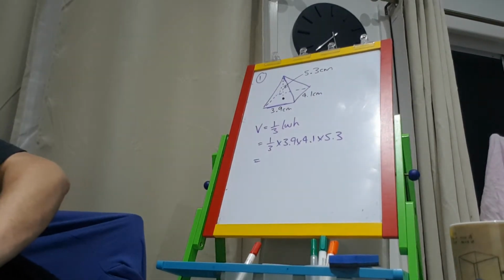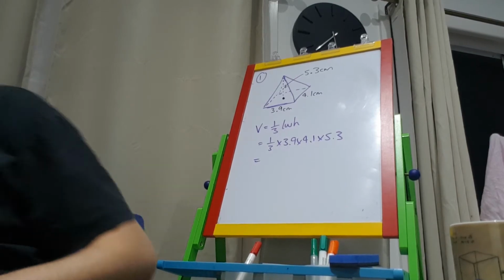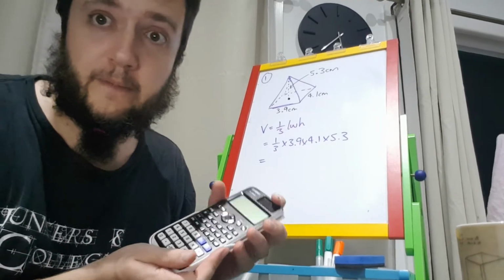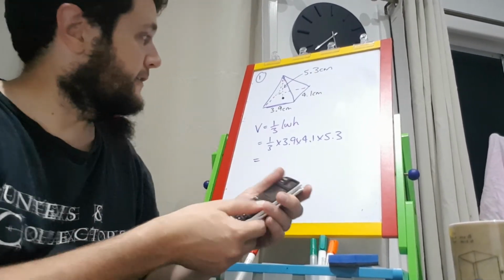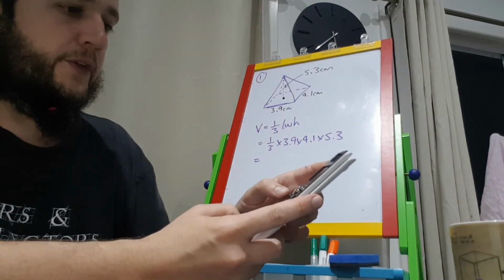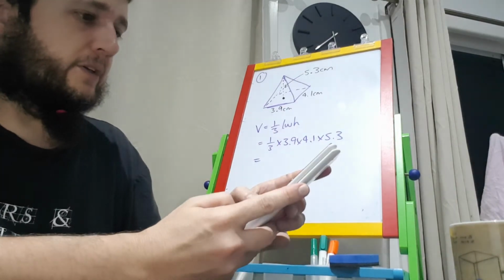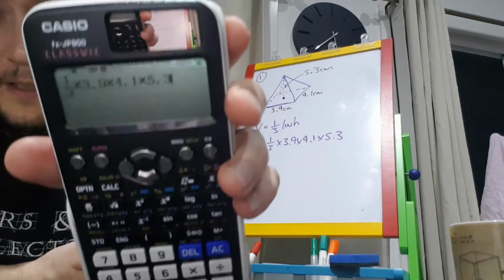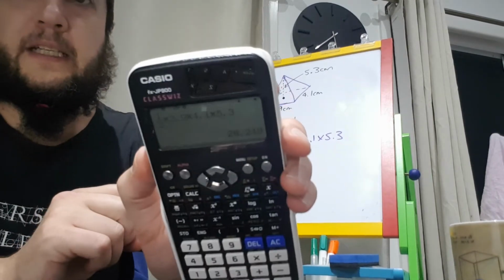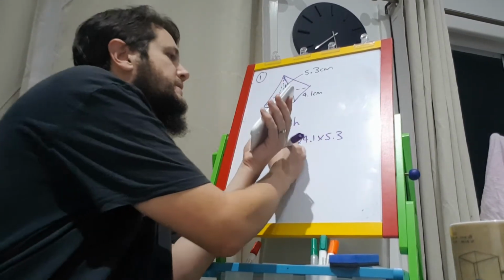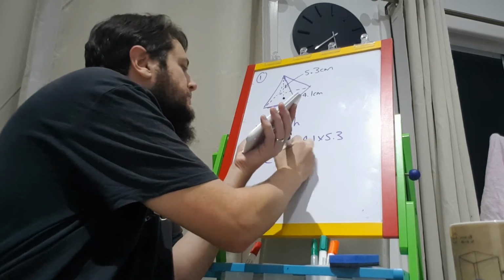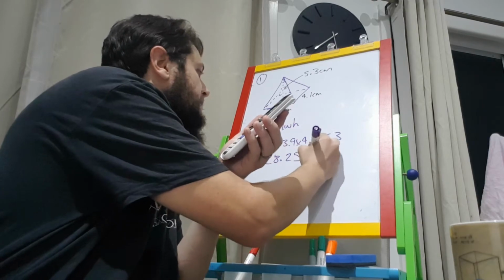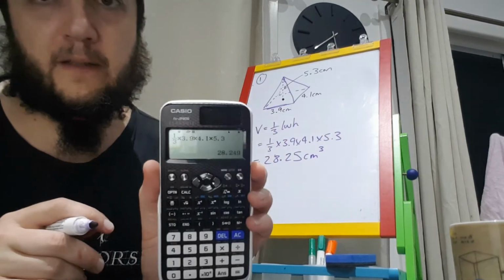And then I need a calculator, which conveniently enough I have here. We have our friend, the FX-JP900. So I can go 1/3 times 3.9 times 4.1 times 5.3, equals, and there we go, we get the volume. So the volume is 28.25, rounding to the second decimal place, and it's going to be centimetres cubed because we're dealing in volume now.